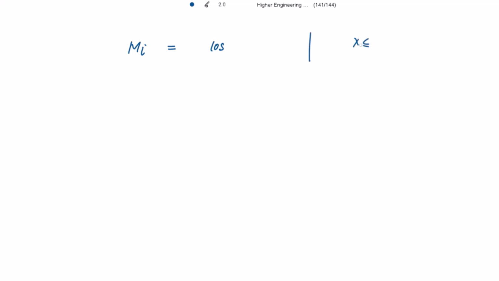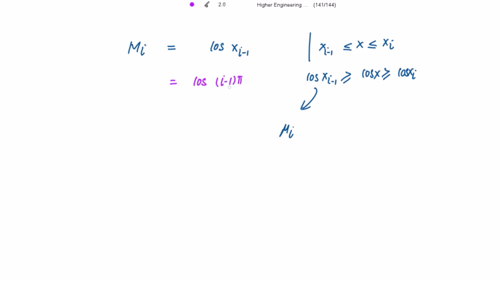Because x lies between xi and xi minus 1, and if I take cos all over I get, and because cosine is a decreasing function, the sign changes, and therefore we need to take our capital Mi, that is the least upper bound, to be cosine of xi minus 1. So this is equal to cosine of, again, xi minus 1 is (i minus 1) pi divided by 4n. So we have also calculated this capital Mi.